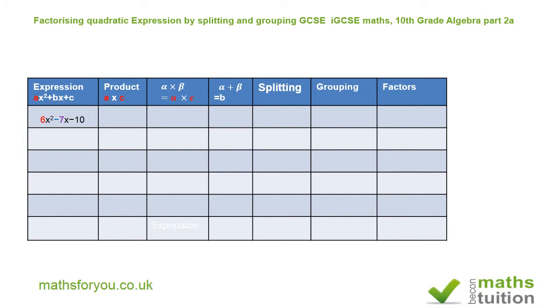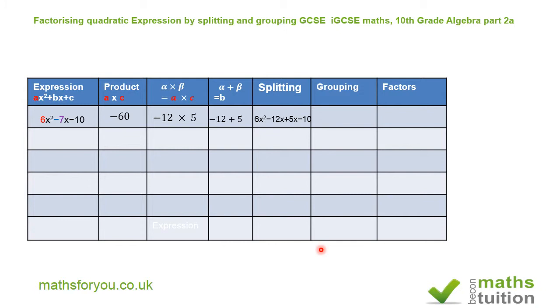Now I'm going to multiply the coefficient of x squared and the constant term, and in this case, 6 times minus 10 will give me minus 60. Okay. And I'm looking for two numbers such that when I multiply, I get minus 60, and when I add, I get minus 7, the coefficient of x. So the numbers that come to mind are minus 12 and 5, because minus 12 times 5 will give me minus 60, and minus 12 plus 5 will give me minus 7.